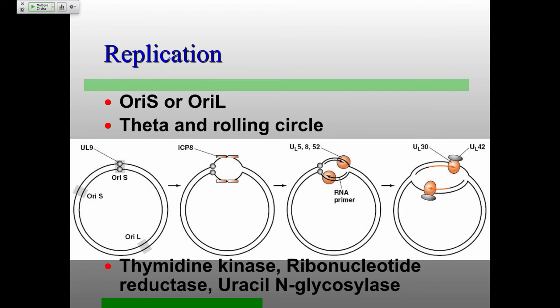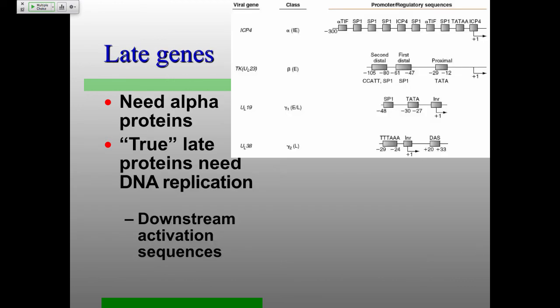So you've replicated your genome. You have turned off all of the splicing processes. What more do you need? Structural proteins, of course. So those are your true late genes. Turns out that those genes are only being transcribed and translated after you have DNA replication. That whole regulatory system is not entirely clear how that works.